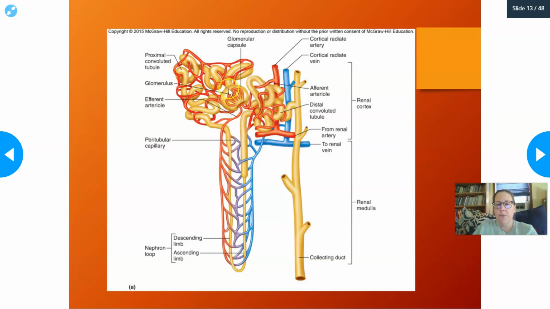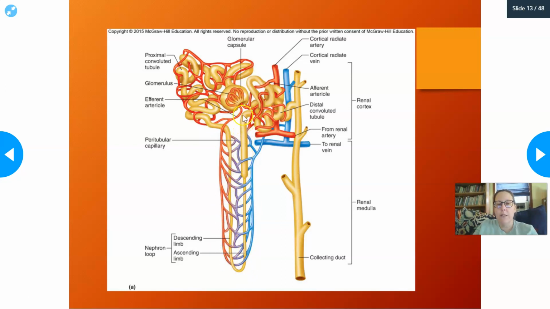So as it pushes fluid out of the capillaries, that fluid becomes a filtrate and is captured by this glomerular capsule. Okay, and that capsule captures that filtrate and sends it down here to the tubule. So this is a proximal convoluted tubule, and you can see how there's a blood supply around it. And then we go down the descending loop, and then the ascending loop. So descending limb, ascending limb of the nephron loop here.